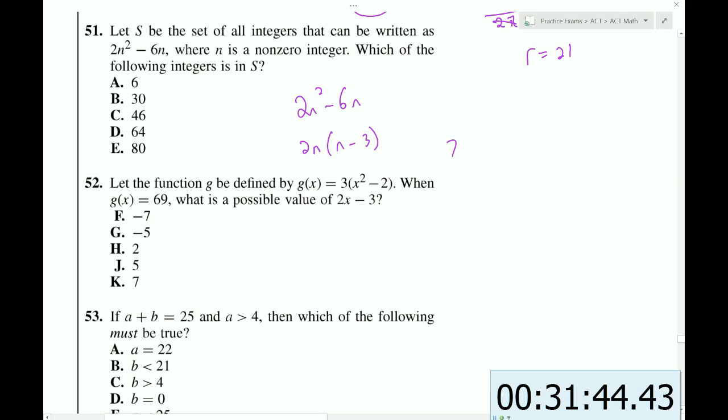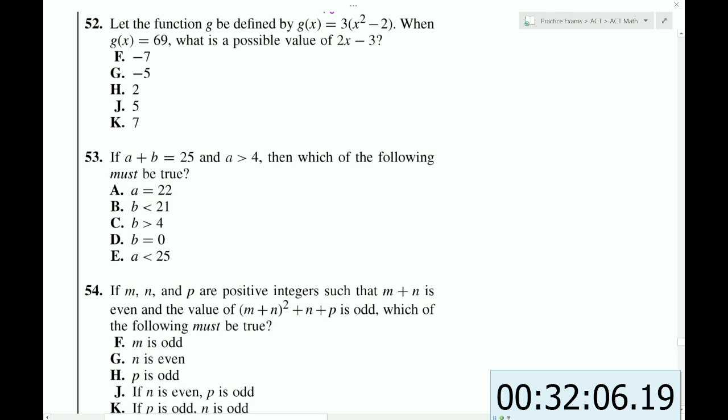So we go to 7. 7 minus 3 is 4. 7 times 2 is 14. 14 times 4 is 56. No good. Try 8. 8 minus 3 is 5. 8 times 2 is 16. 16 times 5 is 80. So that is on the list.